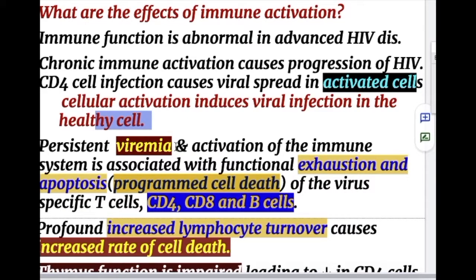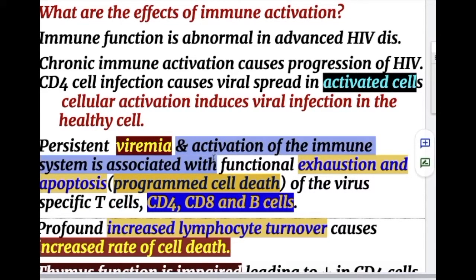Persistent viremia and activation of the immune system is associated with functional exhaustion and apoptosis. So viremia and an activated immune system cause exhaustion and apoptosis, or programmed cell death, of the T cell, CD4 cell, CD8 cell, and B cells.